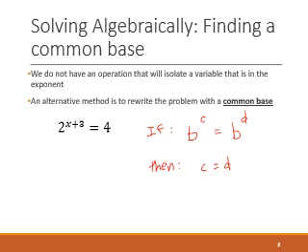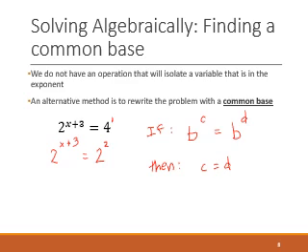So if we try that strategy on the example to the left here, I hope it's not too hard to see that the right-hand side could be written as 2 to the second power. I could also say it's 4 to the first power, but 4 to the first power doesn't help me because you don't have the same base.